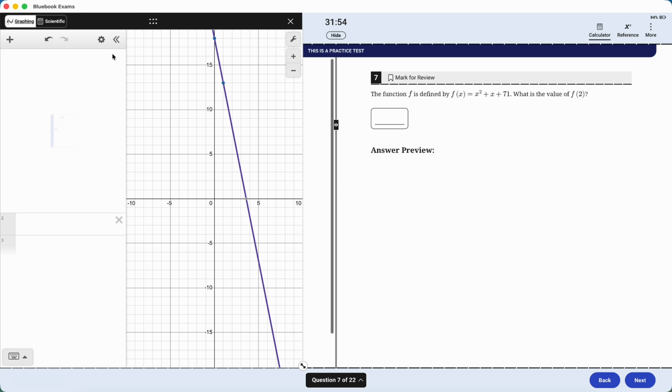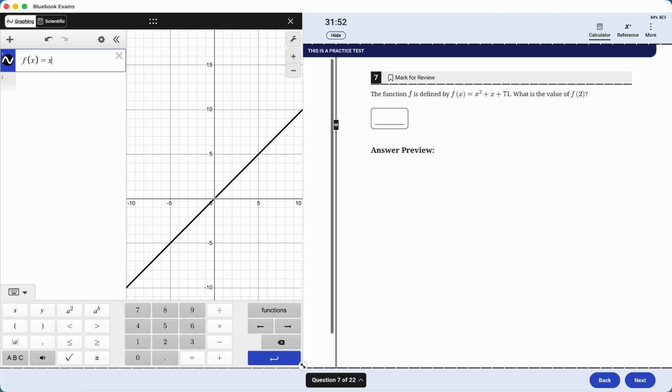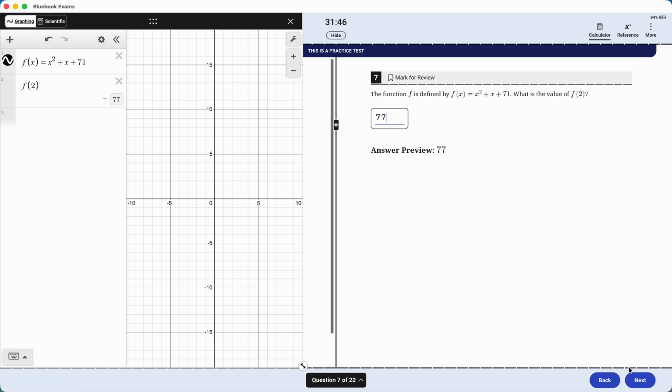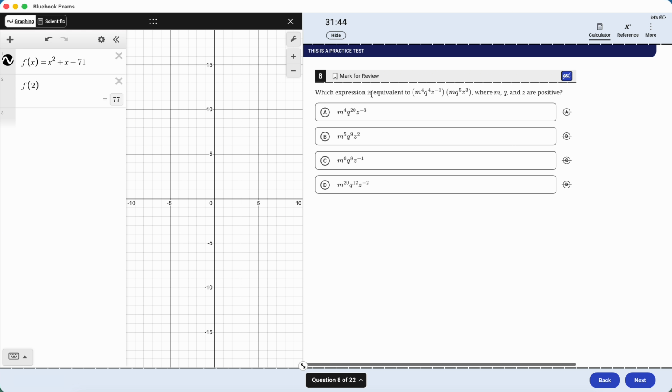Next one here, another Desmos one. Just type in your function, f of x, and then just type in f of 2. And that's your answer. Easy. Next one. You could do this in Desmos in a way. It's just more complicated than it needs to be.